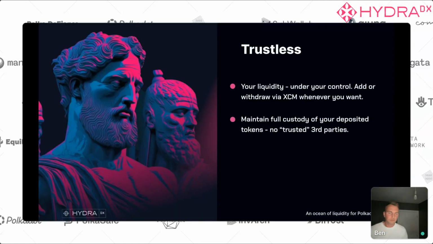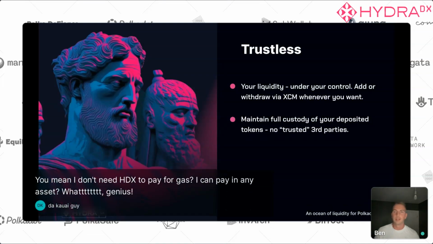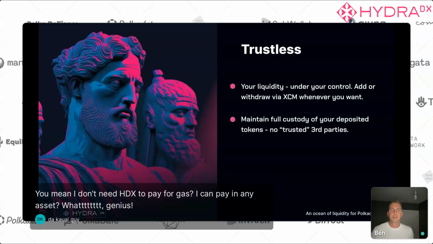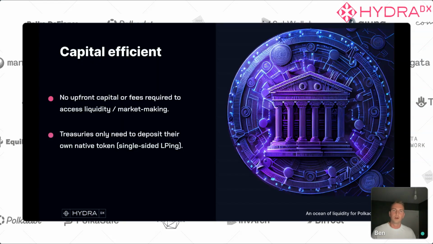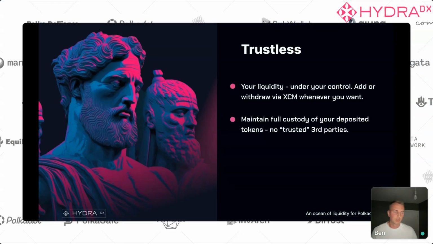So firstly, let's talk about self-custody. The last few years have shown us again and again and again that trusting third parties to custody your funds is a recipe for disaster, right? LPing into the Omnipool is entirely non-custodial, meaning you maintain custody of your assets at all times. Through the power of Substrate and XCM, protocols can trustlessly provide their assets and liquidity to the Omnipool.